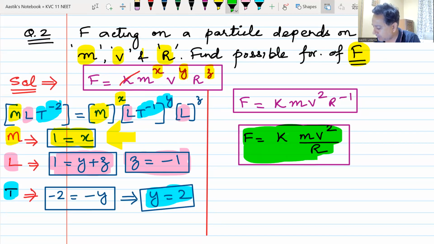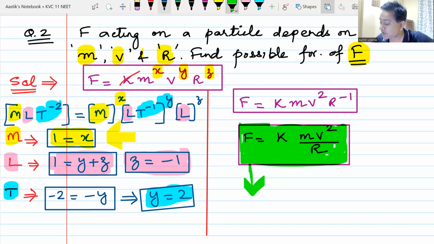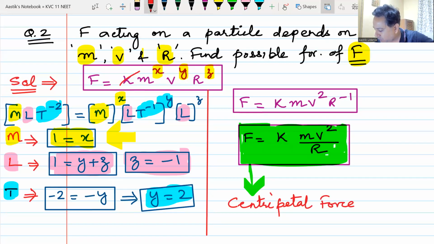Do you know what formula we have derived? What is this force known as? This is the centripetal force. This force is known as centripetal force. Have you heard the word centripetal force? This is the formula for centripetal force. The force which acts on a particle moving in a circular path. This is the force that makes it move in that circular path.